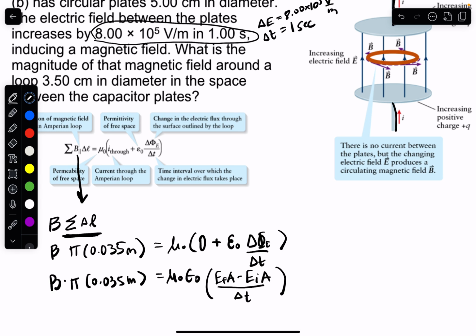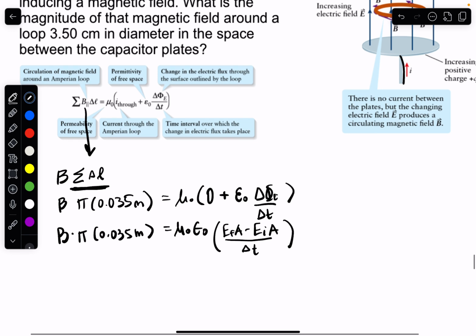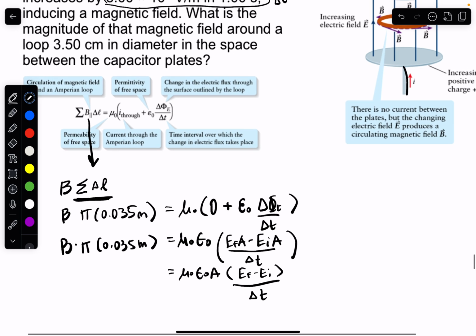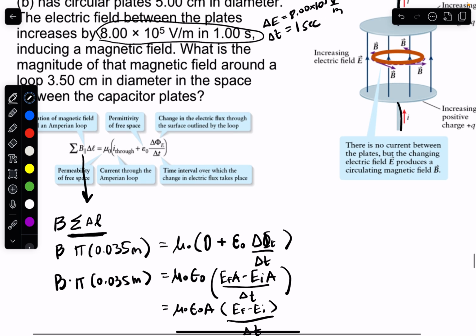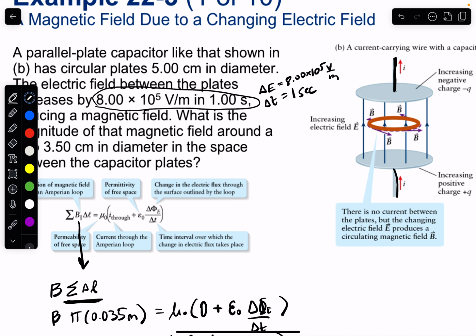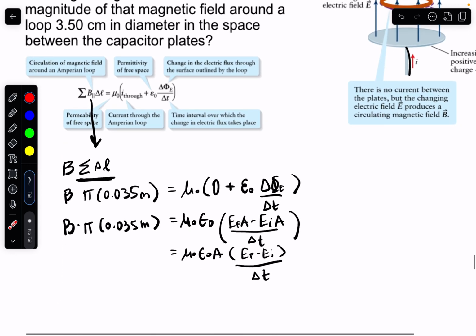Well, the area is constant, right? The area is not changing with time, so that can come out. And we have EF minus EI over delta T. And so I think we were given EF minus EI, right? That's a delta, that's delta E. That's this guy right up here. So that's 8 times 10 to the 5. And then delta T was 1.